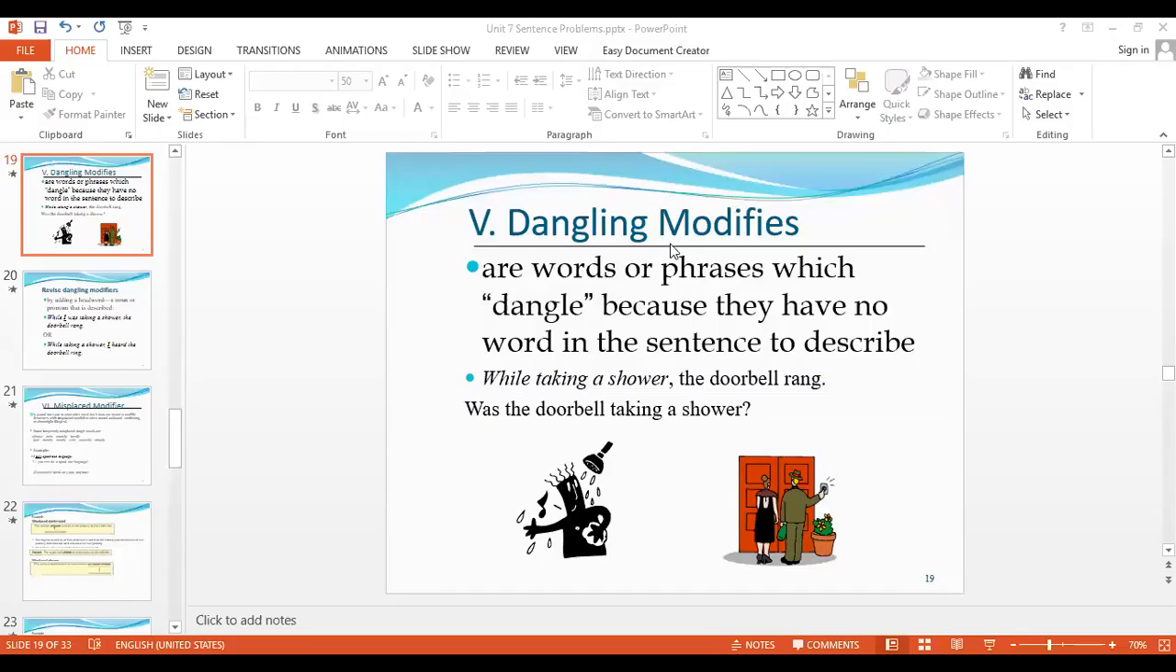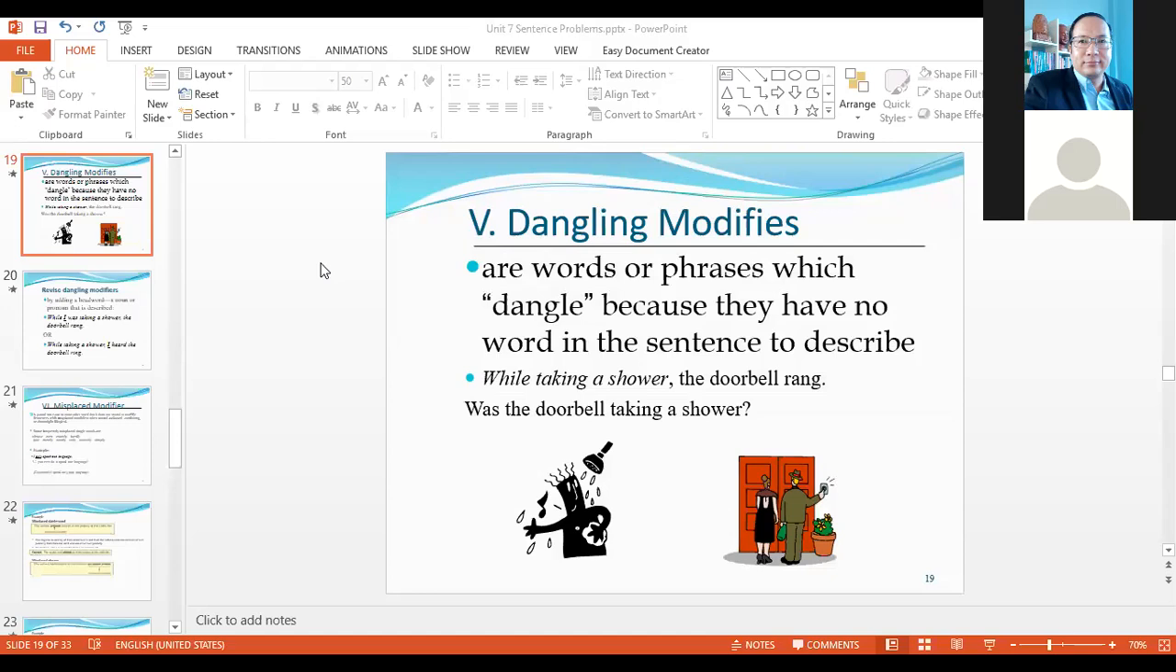Okay, now everybody, let's go on with our lesson about the problem of sentences. In English, there are 8 types, okay? Just now you have learned about the fragment, you have learned about the faulty parallel, you have learned about the run-on and comma splice. And now let's go to this one, everybody.